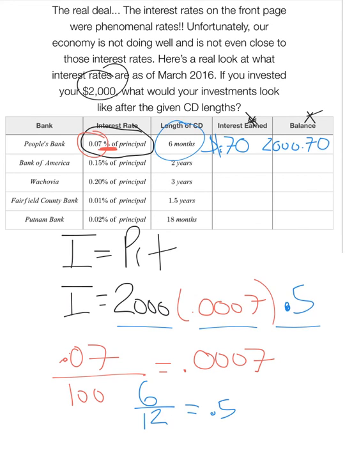Same idea for those next four. Write that equation. Make sure you're dividing each of these numbers by 100 to get decimal form, and then you're multiplying to get the interest, and then adding to get that balance.